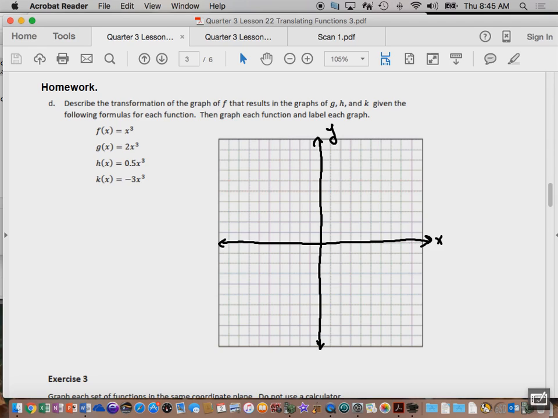If I want to be super exact, I'm going to put it in the calculator. I'm going to generate a table, I'm going to write the table down, and I'm going to plot the points. But f of x is equal to x cubed looks like that. Okay? Now, if I want to do 2x cubed, what is the effect of this 2?